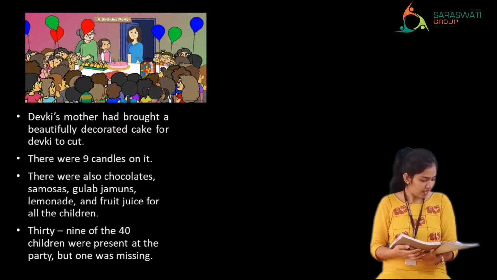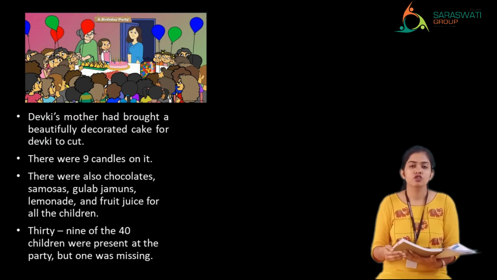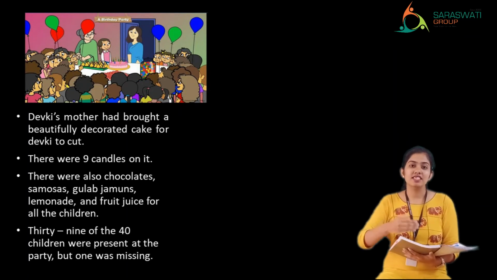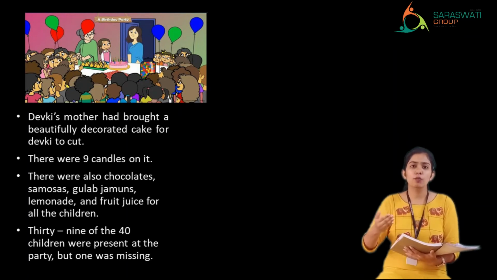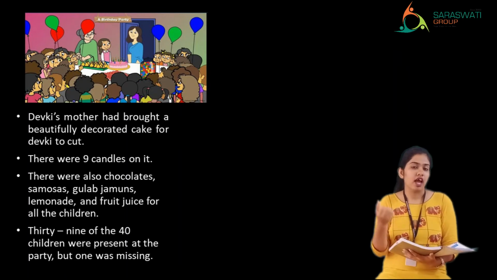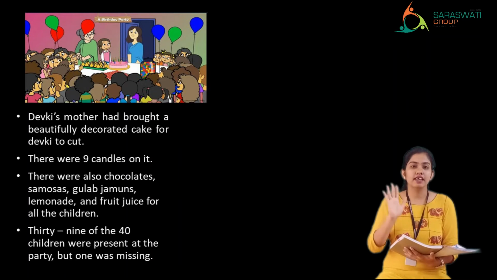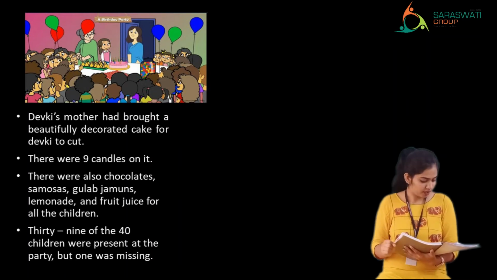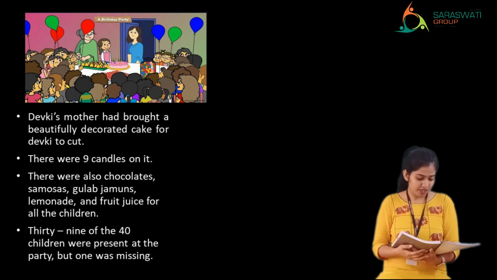Devki's mother had brought a beautifully decorated cake for Devki to cut. So, as I said, as and when Devki entered the home, Devki's mother brought a cake which was beautifully decorated and there were candles on it. How many candles were there? There were a total of 9 candles on it. Now let's see what happens.